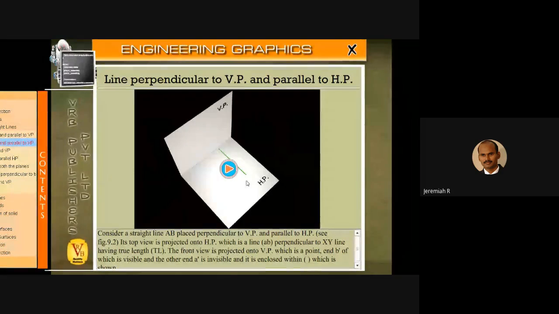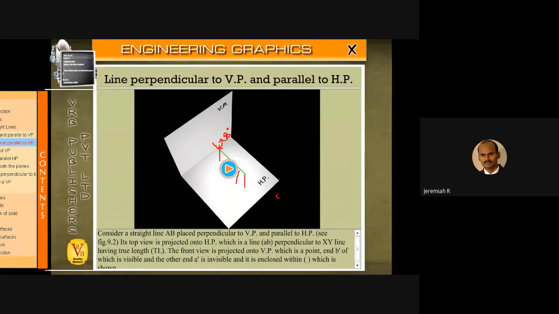The next case is a line perpendicular to VP. When you say perpendicular to VP, when you extend this line, the angle should be 90 degrees. When you say parallel, the gap between HP and the line, if you measure at any point, say 100, if the distance is not equal at every point, then it is not parallel. So now the line is perpendicular to VP and parallel to HP.